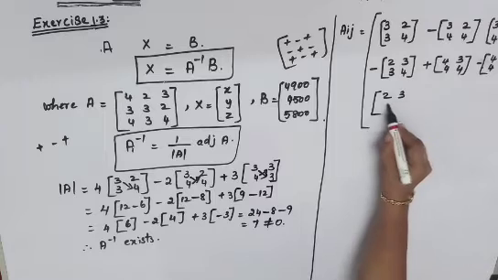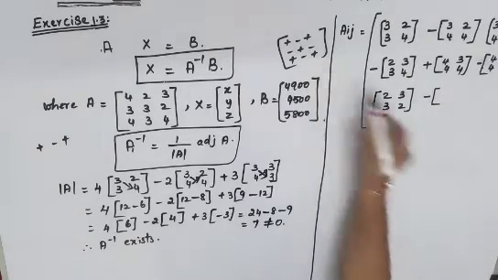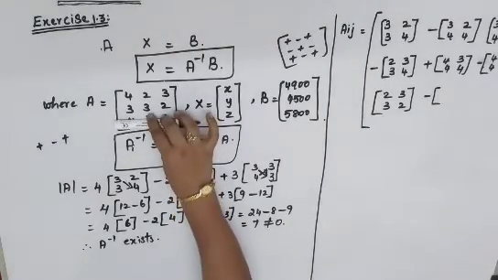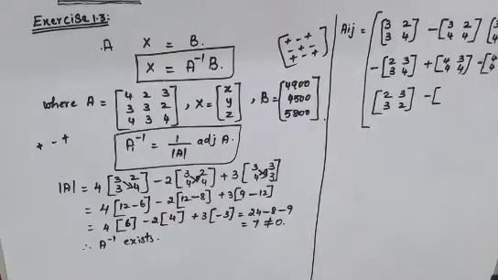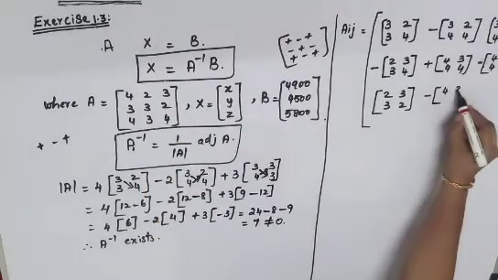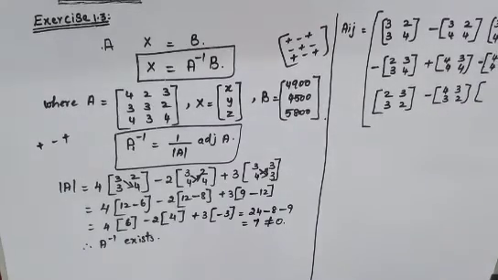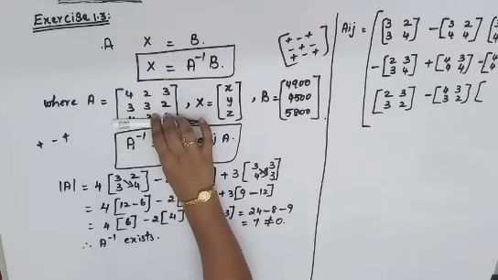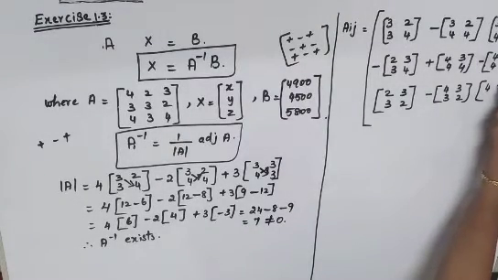Then minus from the format, open your bracket. The minor of 3 has to be found out. So removing third row, second column, we will get 4, 3, 3, 2. Open your bracket. The last element, removing the last row and last column, we will get 4, 2, 3, 3.